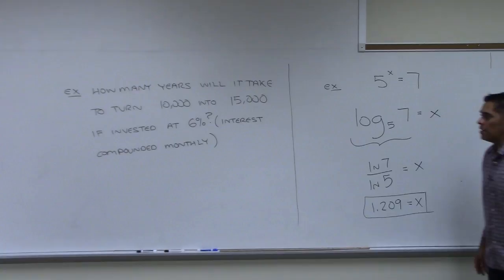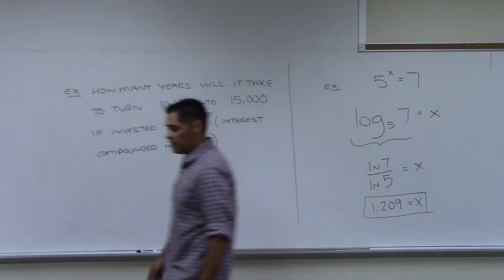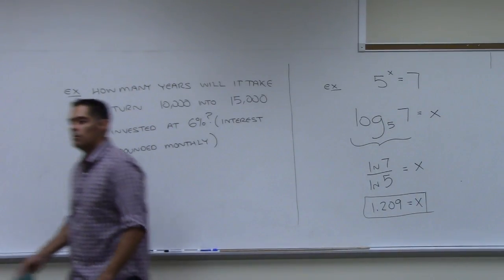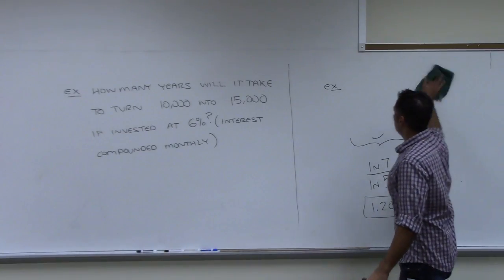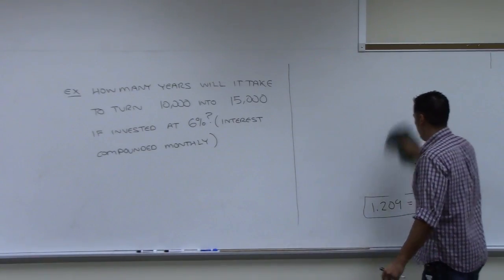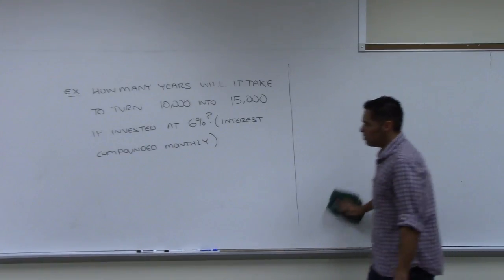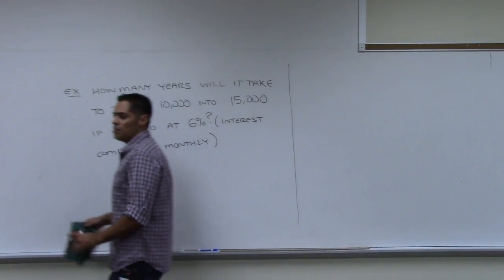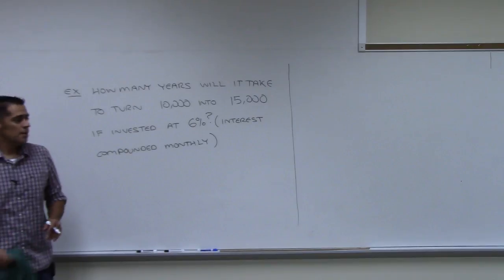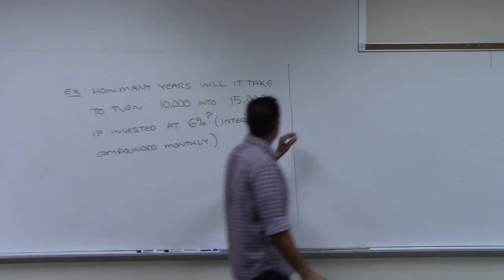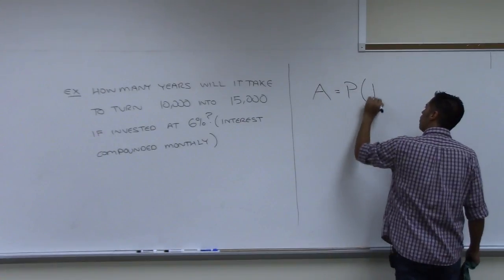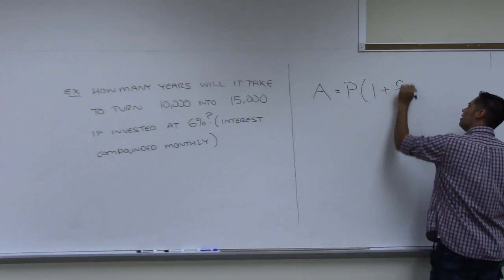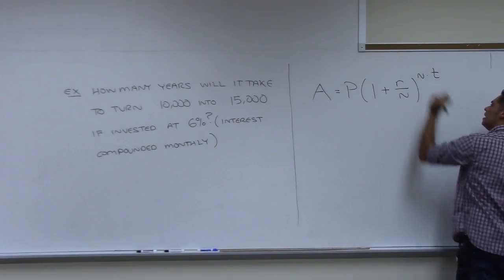We're going to use which equation? Is it the PERT? There were two formulas, right? The PERT is only used when you compound what? Continuously. This one's compounded monthly. So we're going to use the other formula. The other formula that we had was A equals P, parentheses 1 plus r over n, raised to the n times t.